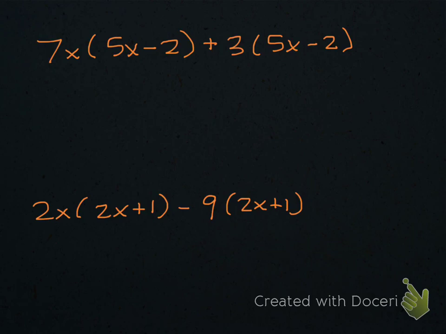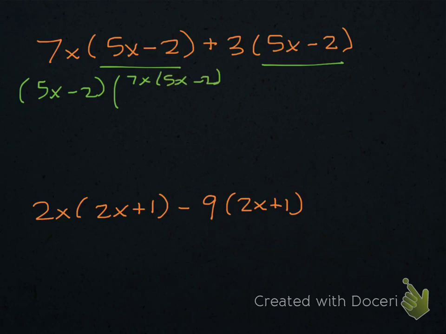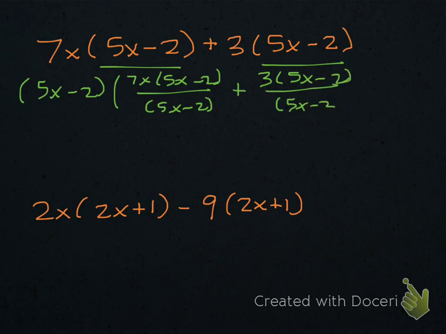Okay, hopefully you've at least started on this and you have some idea of what you would do. On this first one, we have in common the 5x minus 2 and the 5x minus 2. So the long way of writing this out, and you don't have to do this every time, is we would put the 5x minus 2 out here in front. And then in parentheses, 7x times 5x minus 2 divided by 5x minus 2 plus 3 times 5x minus 2 divided by 5x minus 2. So that's the long way of writing it out. If you can do that in your head, that's fine too.